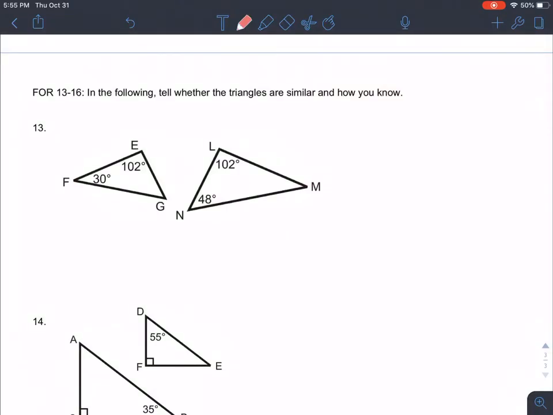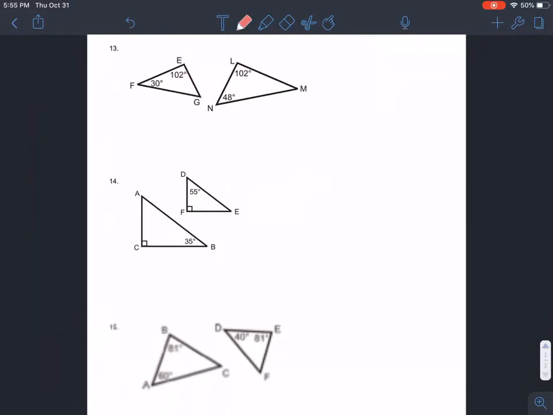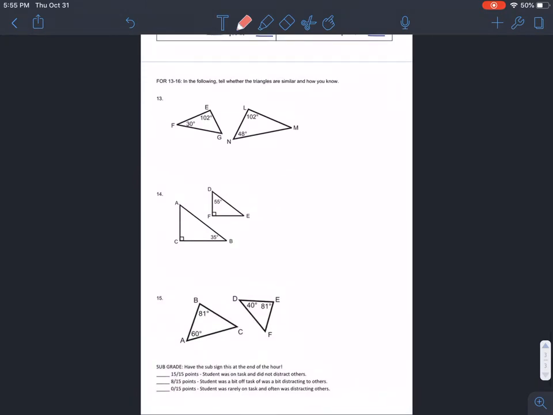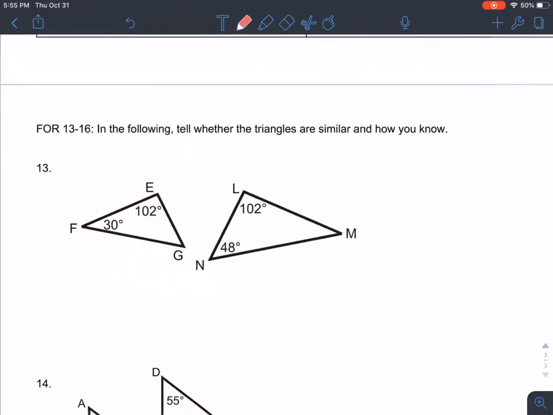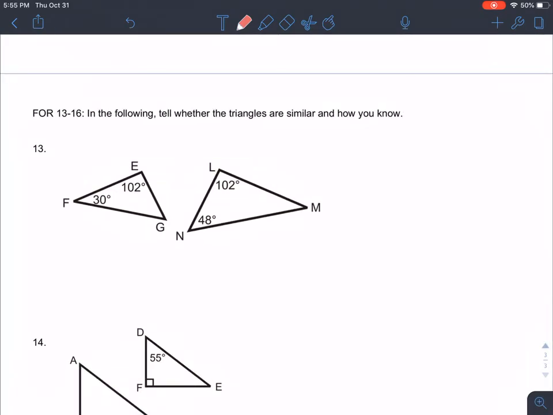Okay guys, so in this video I will be doing 13 and 15. Don't we love it? The instructions say for 13 through 16, but who needs a math teacher that can count? So you're told in the following, tell whether the triangles are similar and how you know.